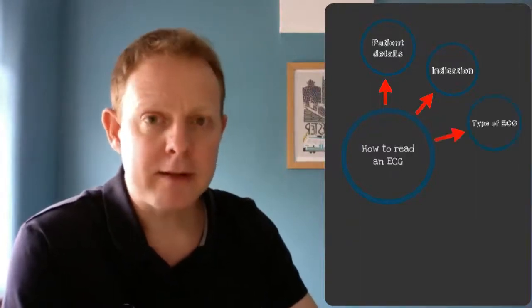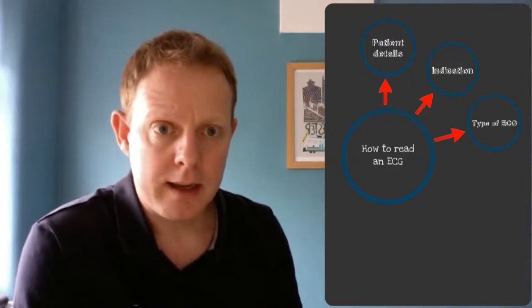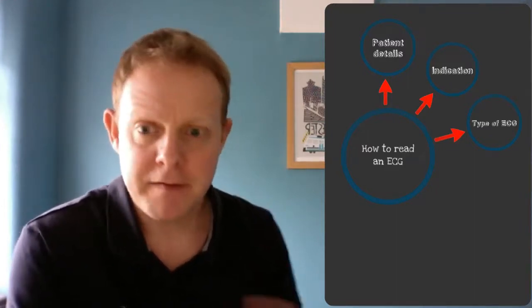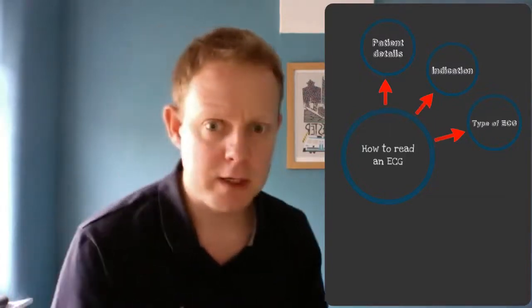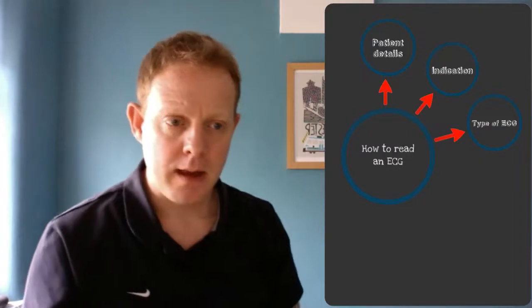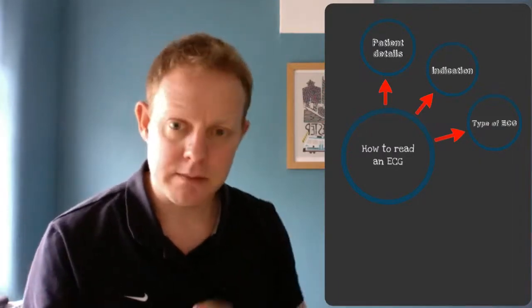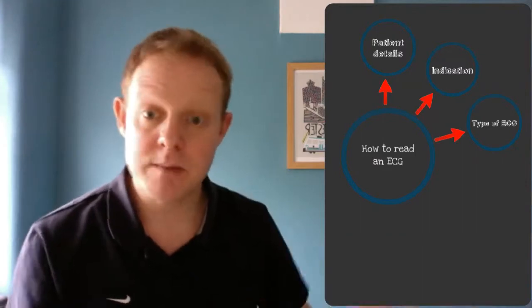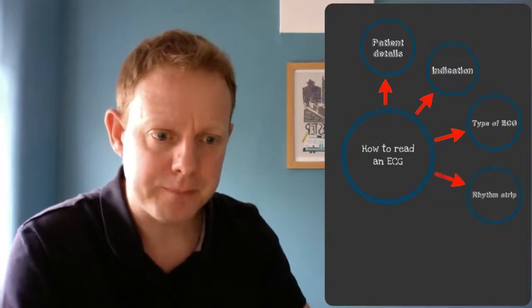Third, have a look at the type of ECG. So is this a standard 12-lead ECG? Is it a rhythm strip? Is it a 15-lead ECG? Do you have posterior leads? Do you have right ventricular leads added in? And what's the format? What have you got? One of each lead from the 12-lead ECG and a rhythm strip? That's the standard. Or is it an alternative format that you're looking at?